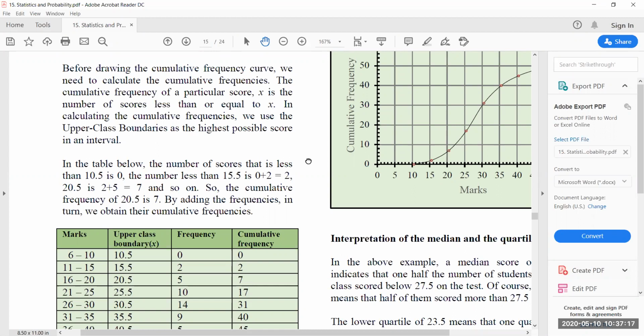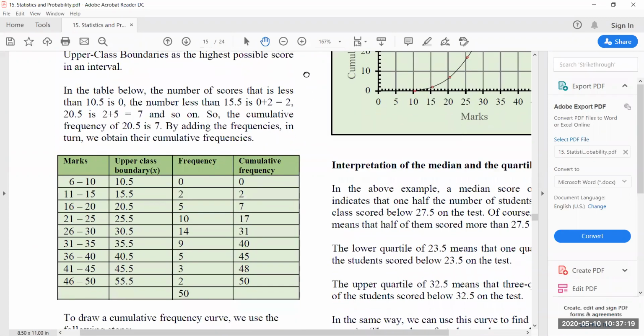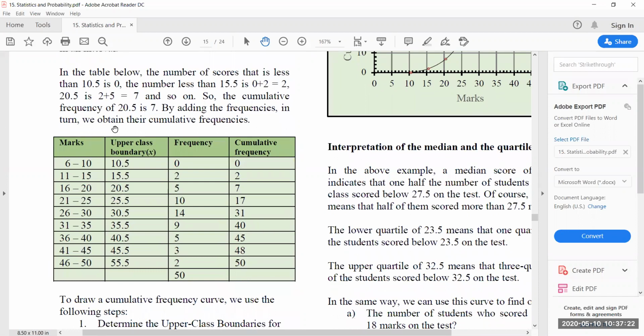Let me just go straight into the frequency curve, rather than reading all of this. In the table below, the number of scores less than 10.5 is 0. The number less than 15.5 is 0 plus 2. The cumulative frequency of 20.5 is 7, and we get this by adding the frequencies in turn to obtain their cumulative frequency.